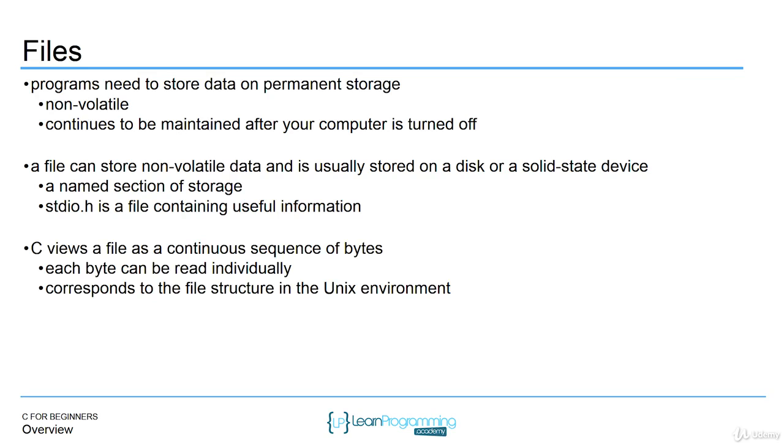A file on the Linux operating system or Windows operating system is stored a certain way, but as far as C, the programming language, goes, it's just a sequence of bytes, and each byte can be read individually. This corresponds to the file structure in Unix. It only makes a difference when you're reading text files in Windows, because you may have extra characters that you have to worry about concerning size. But it's just a sequence of bytes. If you have a text file and it has more bytes, you can still read those bytes, you just have to understand what those bytes are representing.